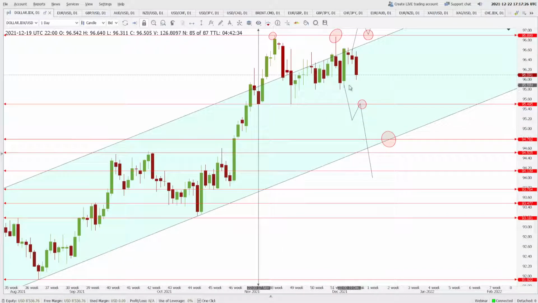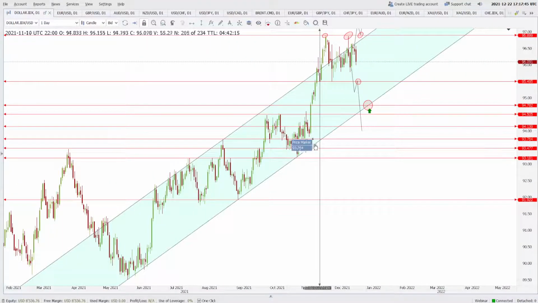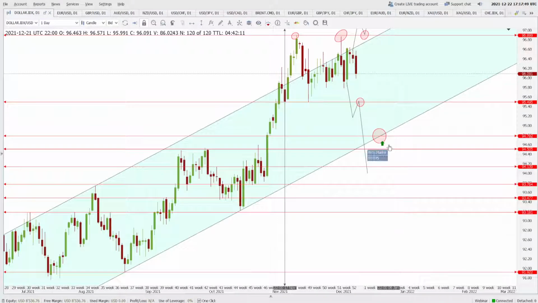Although I believe that if the price goes below here, then the price may test this 95.49 and go even further down to 94.78. But this is a very good area of opportunity. If the price goes here, we should be looking for a buying opportunity in the direction of the trend, because the main trend is an uptrend, if you know. So yes, you should be looking for a buying opportunity here.